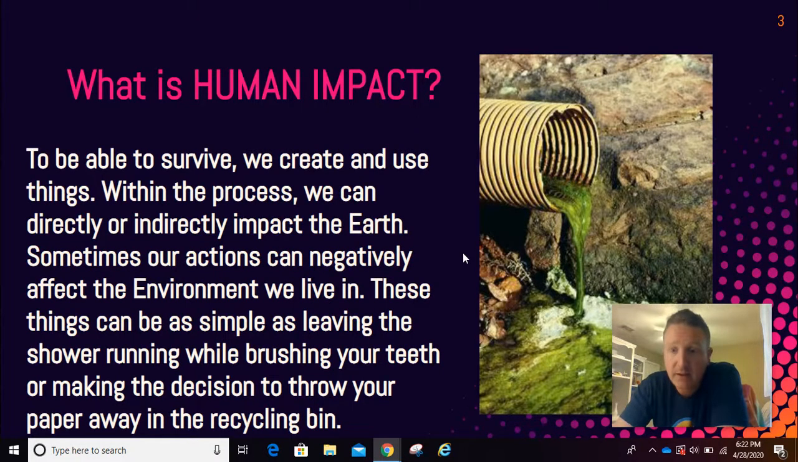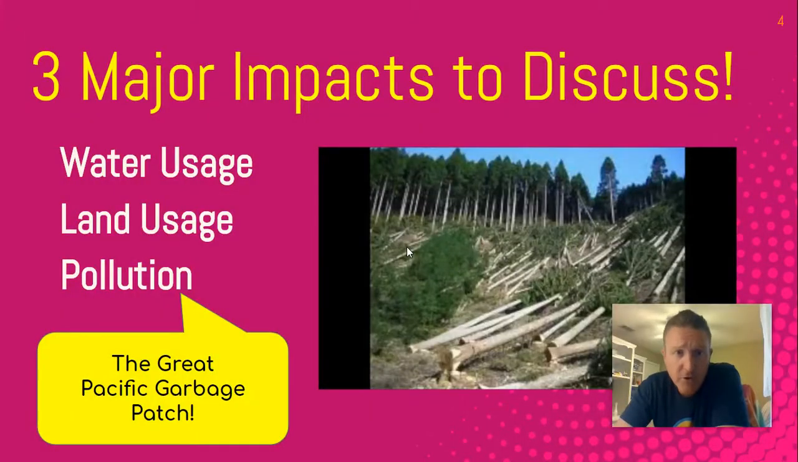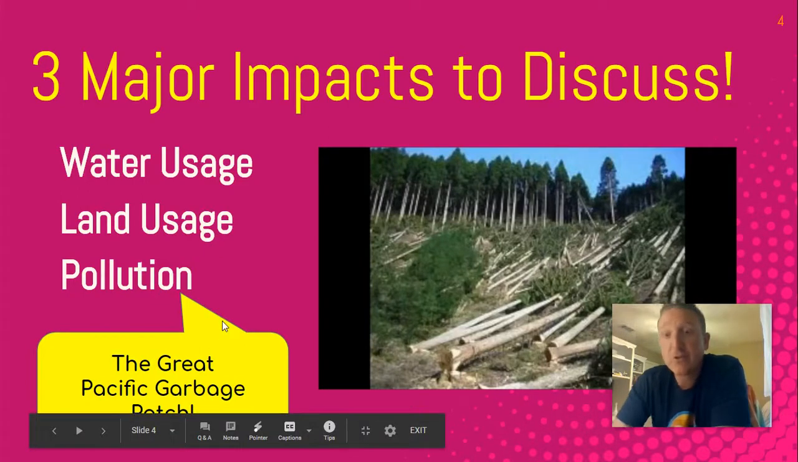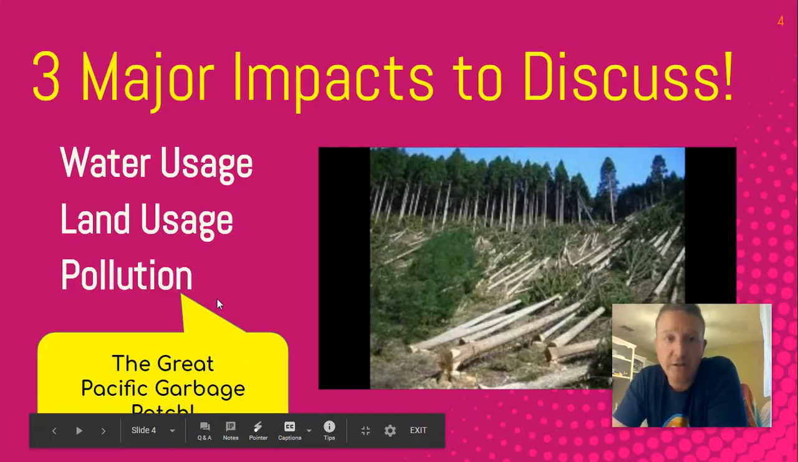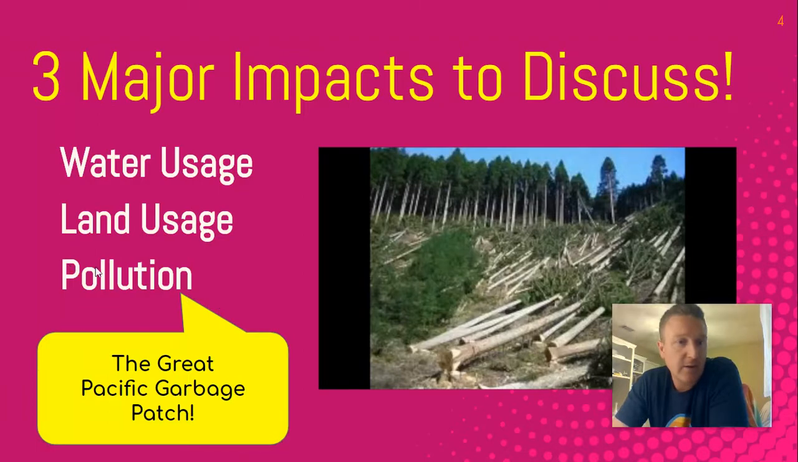What do we do? We live in a fast-paced society here in America, and to live in that fast-paced society, we want things accessible, and that means easy to use. But what we don't think about a lot is how we impact the environment. So, moving on, we have a lot of things to discuss in a very short time, so listen fast: water usage, land usage, and pollution, like the Great Pacific Garbage Patch, which I'm sure you've seen YouTube videos and articles on. It's a huge topic, with tons of videos and pictures you can look at, but we'll cover that under pollution.